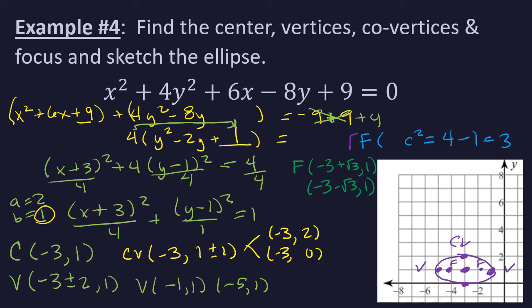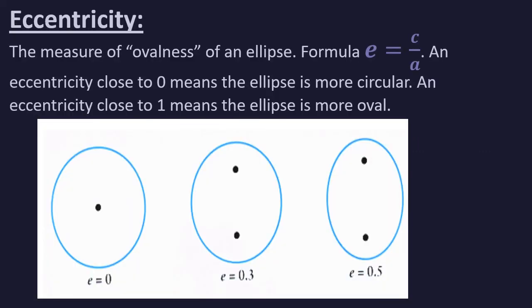All right, let's continue to move on. Okay, we're going to talk about the eccentricity. So the eccentricity basically measures how oval our ellipses are. And your formula for eccentricity is going to be e equals c over a for every ellipse. And if your eccentricity is close to 0, it means that your graph is more circular. And if we are closer to 1, then our graph is more oval. So you can look at the pictures and kind of determine that.